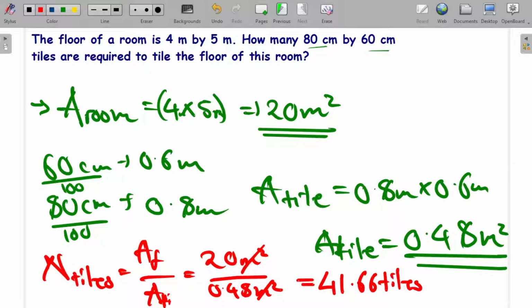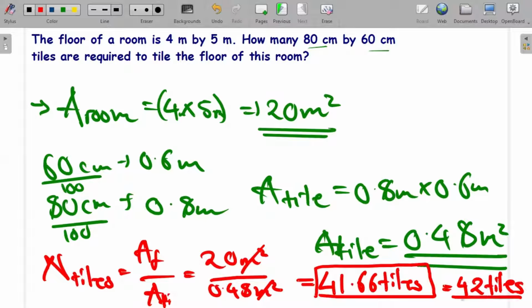But since this is asking about the actual number, we're going to round off the number that we found here. Since it's 41.6, and the number immediately after the point is above 4, we're going to write it as 42 tiles. 42 tiles are required to fill up this floor, which is 4 meters by 5 meters in dimensions.